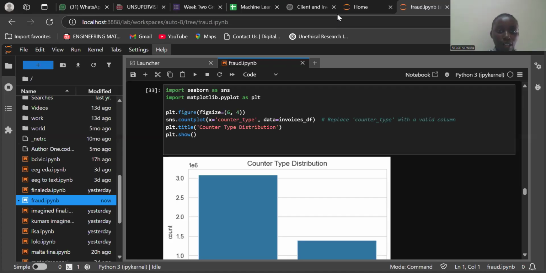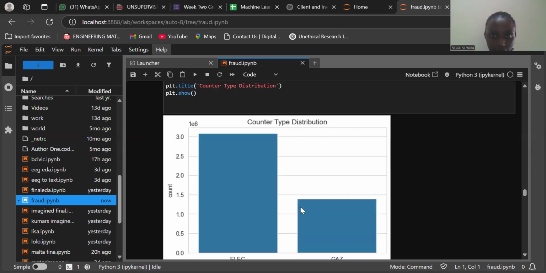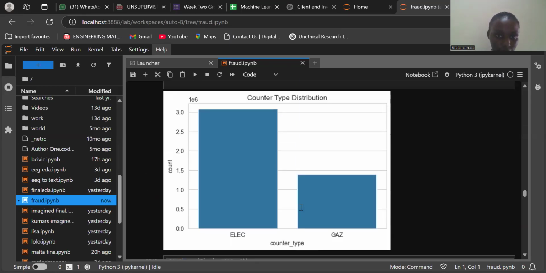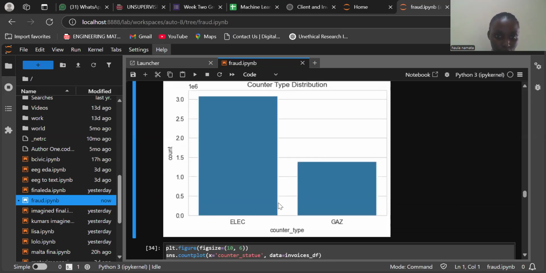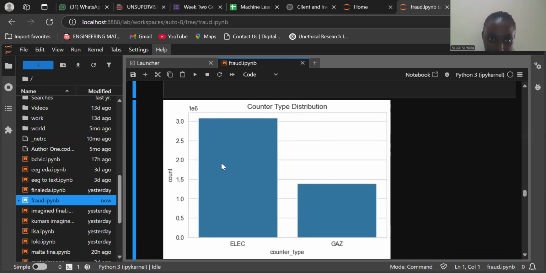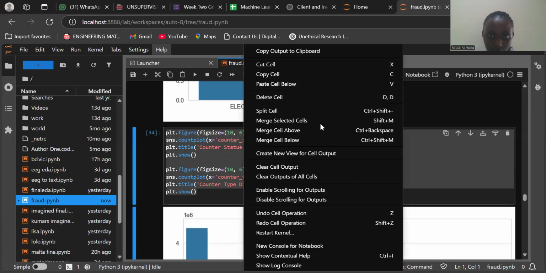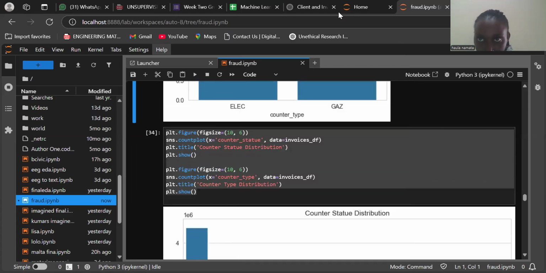Then we went on to do a count plot for the counter type distribution, and also for the counter status distribution. For the counter type distribution, we were comparing two different things, that is electricity and gas consumption. The one with the highest frequency is the one that is used the most, and the one with the lowest is the one that is used the least.